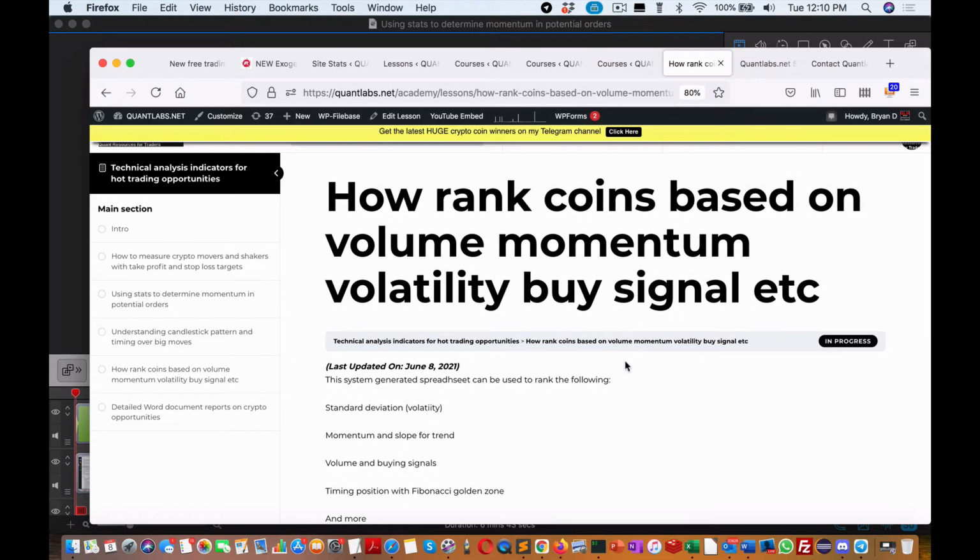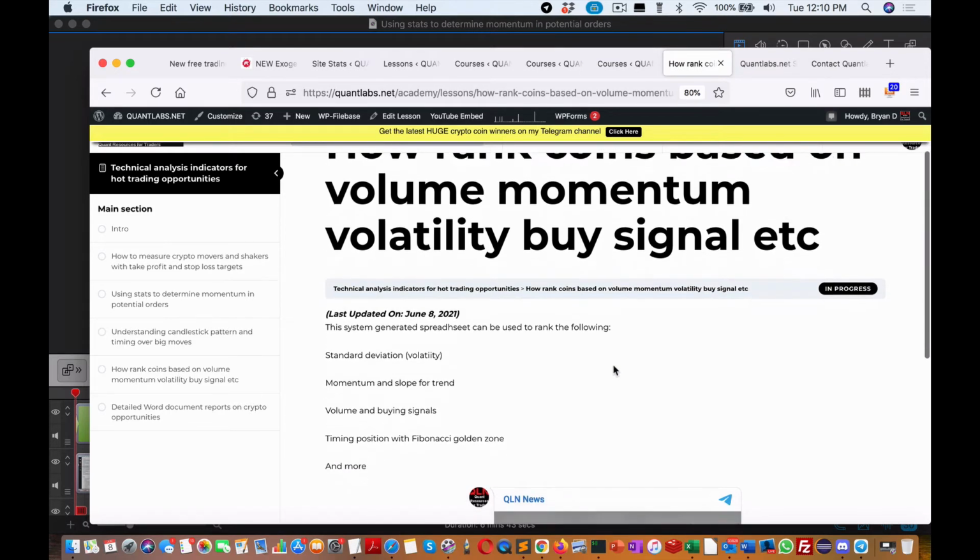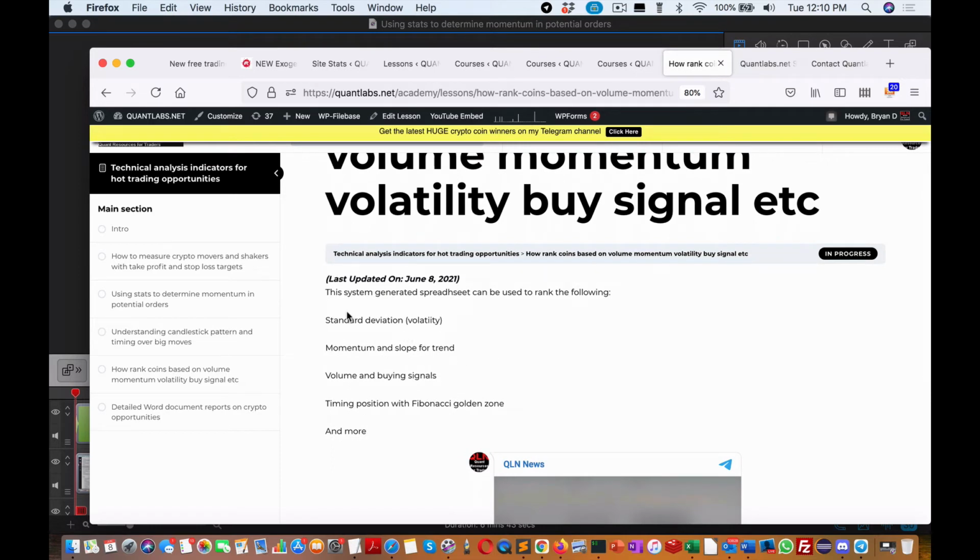Now, one of the other things that I have is a spreadsheet that enables you to measure standard deviation. Again, this is all automated through the magic of the scripting that I provide in the files. So you'll be able to measure standard deviation, and that's another way of saying volatility. Some of the charts will show momentum and slope of the trend. Obviously the stronger the trend, the higher the momentum, the higher the potential profit, and the higher probability of profit if the slope of the trend is stronger.